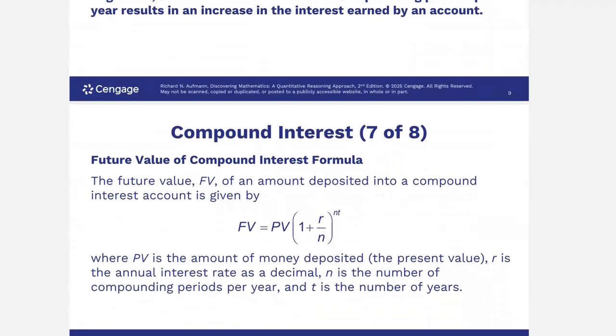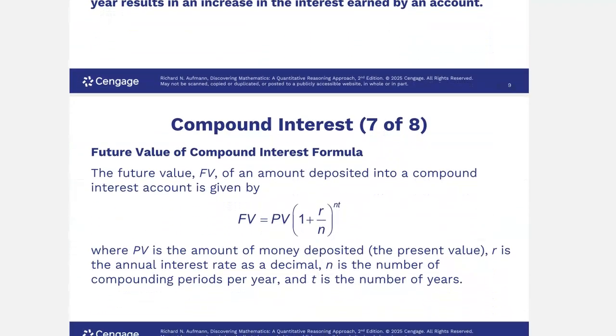So what is our formula? Future amount is equal to present value times 1 plus r over n to the nt. And some textbooks will write it this way: amount is principal times 1 plus r over n to the nt. This is how much you invest initially. The rate needs to be as a decimal. N is the number of compounding periods per year, and time is going to be the time in years.